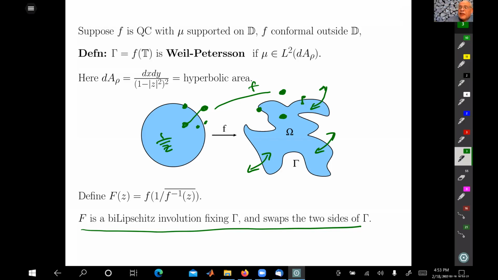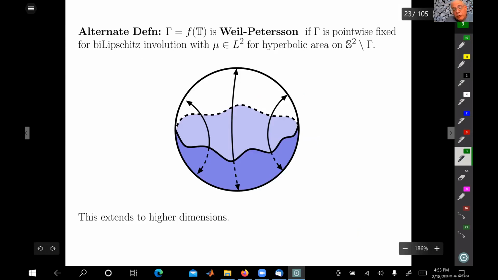In any case, about 10 minutes before the end of the talk, I'm going to say, do you remember the slide where I said that you were Weil-Petersson if you were a fixed point set of an involution that had this dilatation in L2, and you're supposed to say, of course, we remember it. You told us to remember it.